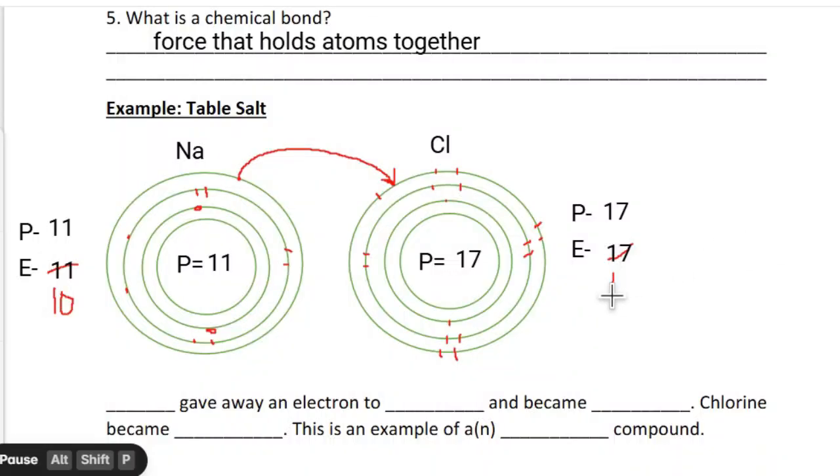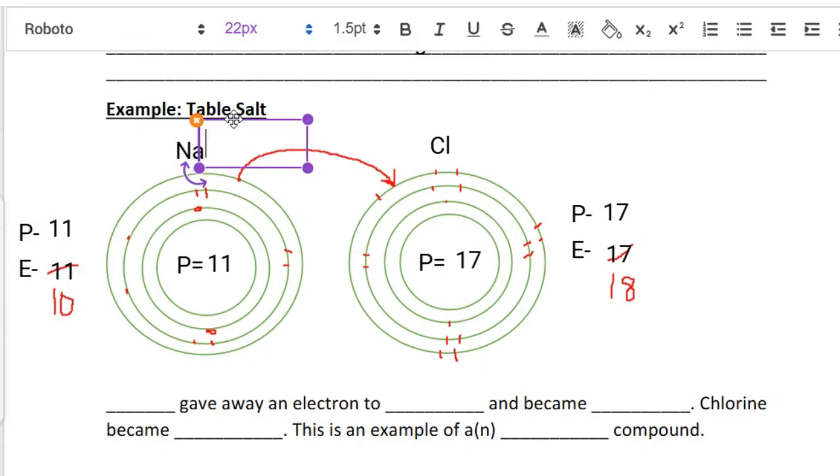has 18 electrons. So because the sodium lost an electron and now has only 10 electrons, that means the protons, which are positive, there's more of them. So overall, sodium is going to have a positive charge now. That's what makes it an ion.